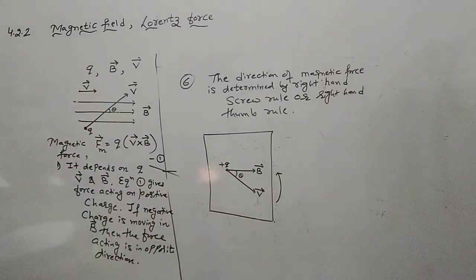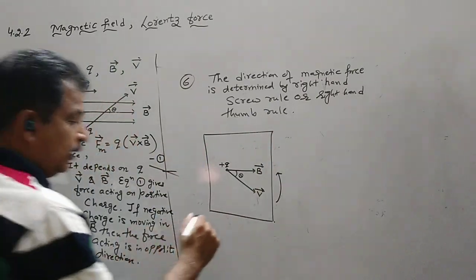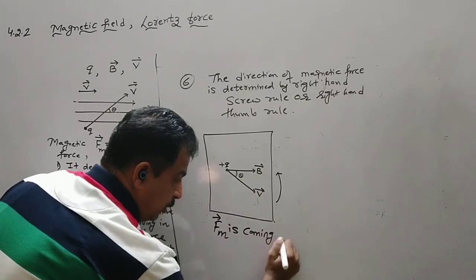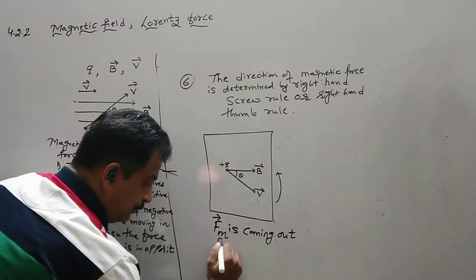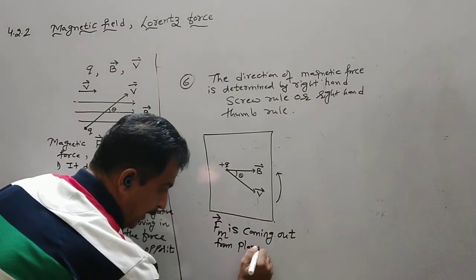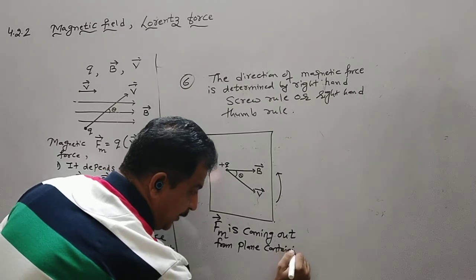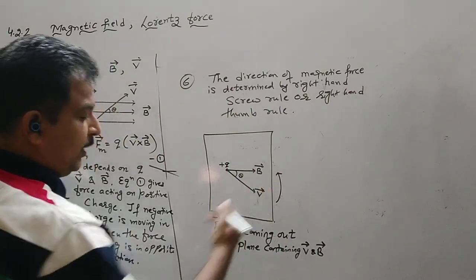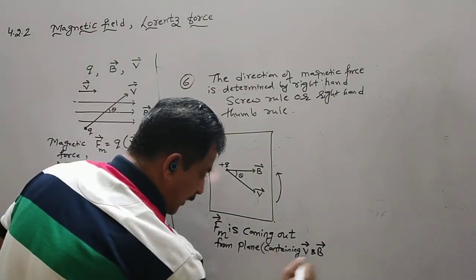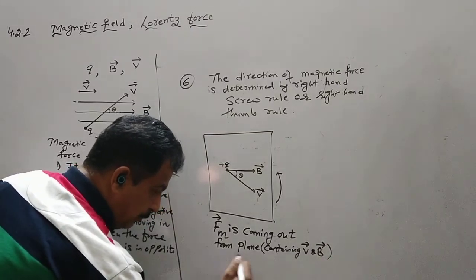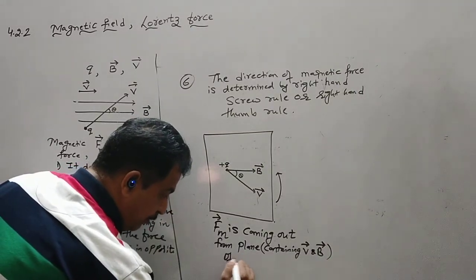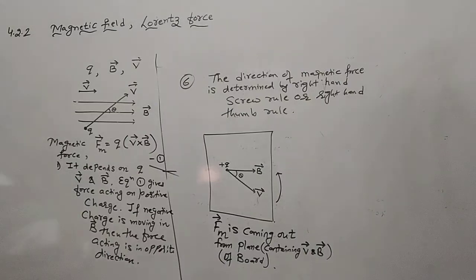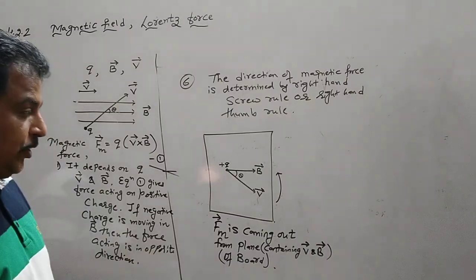So if I apply the screw rule for this diagram, Fm is coming out from the plane containing V vector and B vector. So it is coming out from the plane containing V vector and the B vector, or coming out from the plane of the board. Example, let us say this is the board. So this is how we find out the direction.